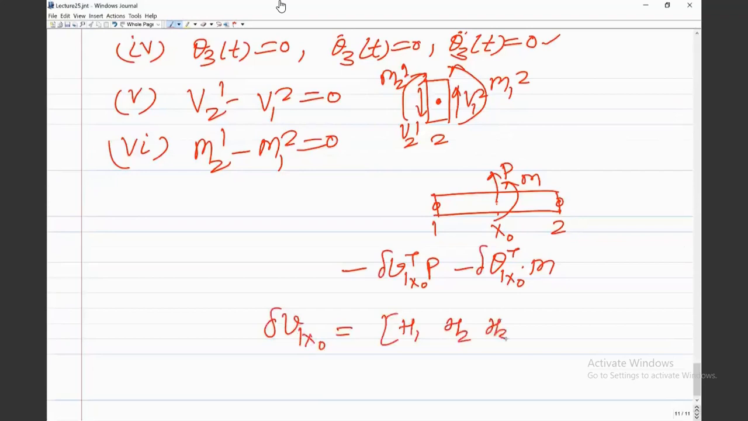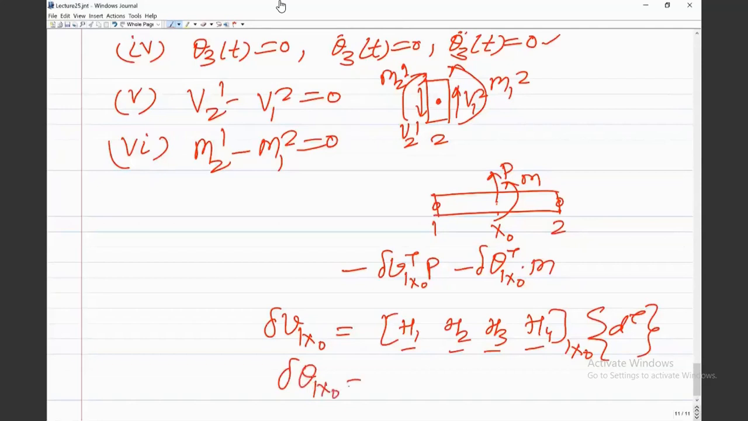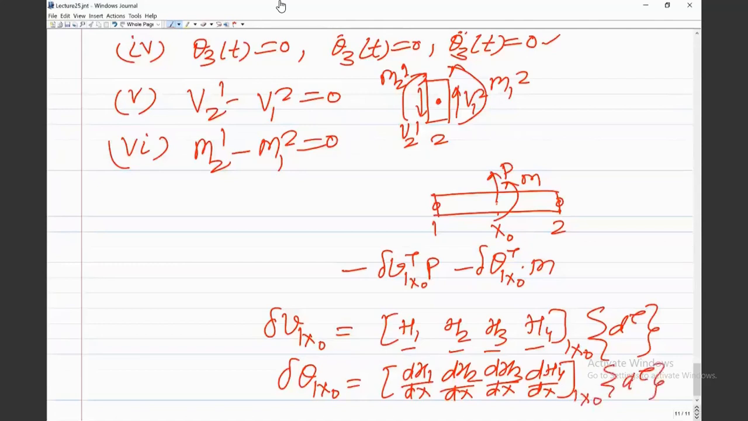So h1, h2, h3, h4 evaluated at x naught, and into, of course, you will have the d. So from this you will finally get a 4x1 vector, where h1, h2, h3 and h4 are each evaluated at x naught. So you will get again basically a load vector corresponding to this. And similarly, delta theta at x naught you will write as dh1 by dx, dh2 by dx, dh3 by dx, and dh4 by dx evaluated at x naught into d. So from that also you will get a load vector.